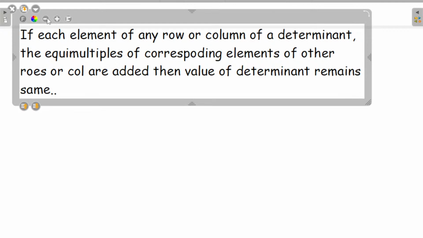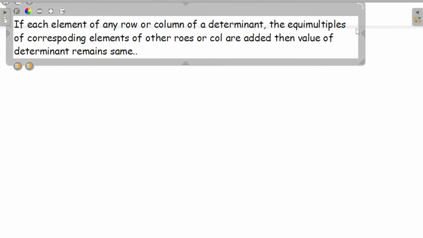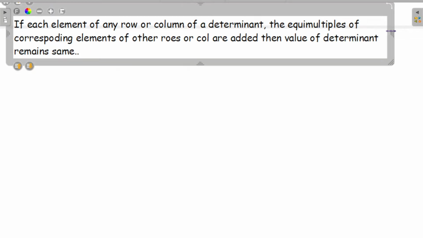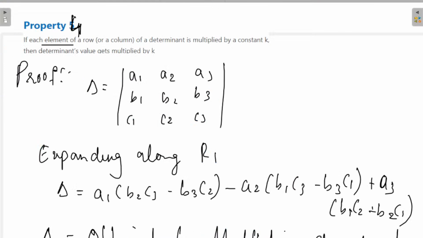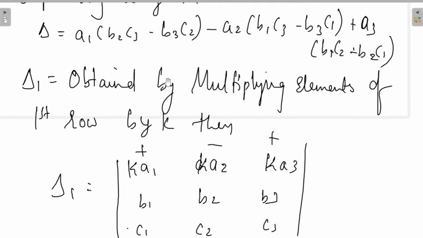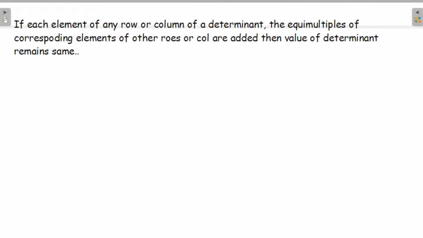So you see what they are saying. If each element of any row or column of a determinant, the equimultiples. What are these equimultiples? Everyone should understand this. Like in the previous example, we took some equimultiples, these are all called equimultiples. Before itself they are equally multiplied. So if the equimultiples of corresponding elements of other rows or columns are added, then the value of the determinant remains the same.